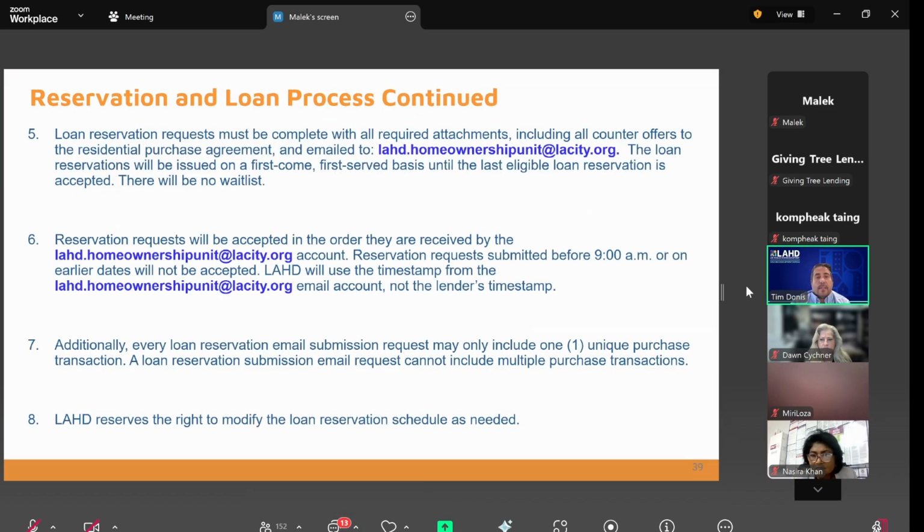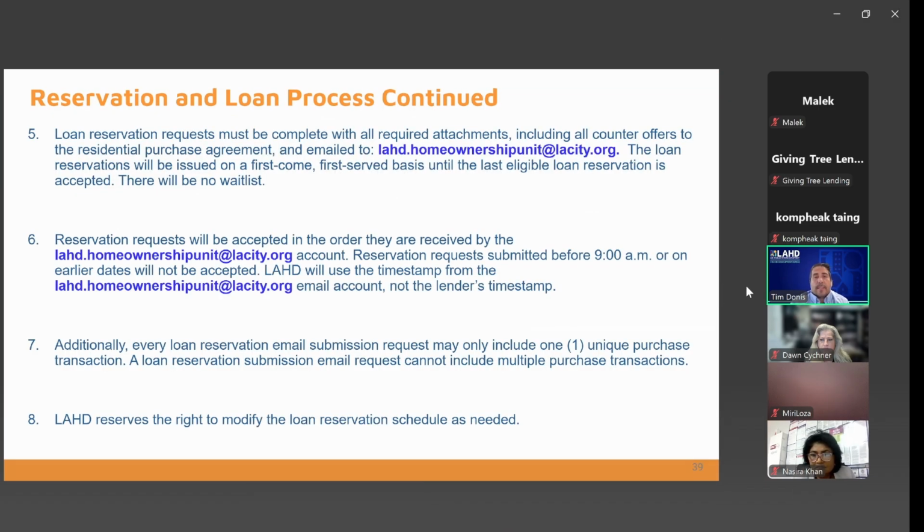Loan reservation loan process continued. Loan reservation requests must be complete with all required attachments, including all counteroffers to the residential purchase agreement, and emailed to our email address. The loan reservations will be issued on a first come, first served basis until the last eligible loan reservation is accepted. There will be no wait list. Reservation requests will be accepted in the order they are received by us from our email account.